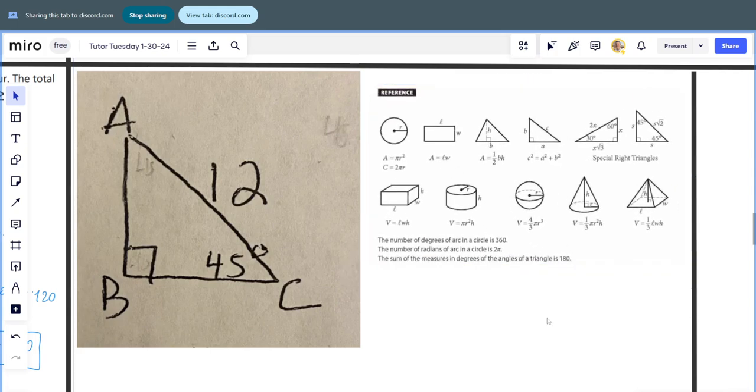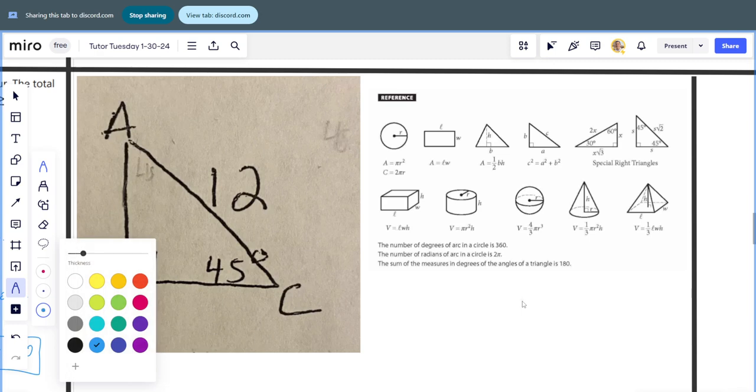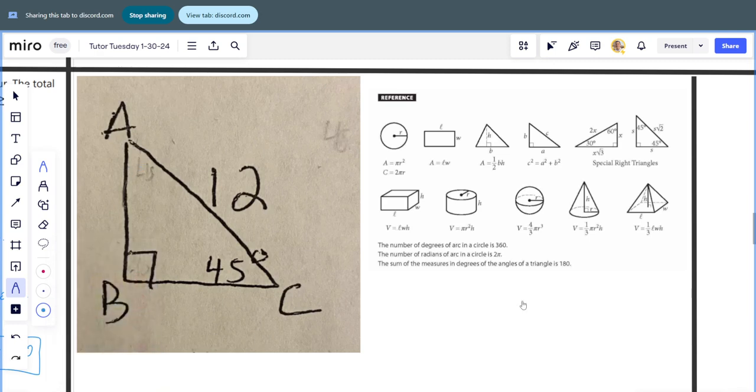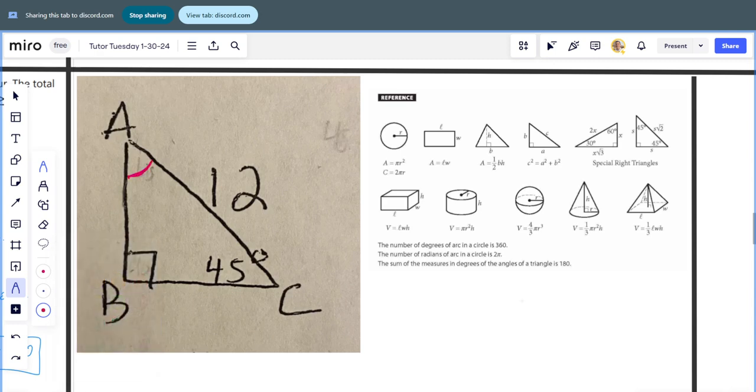Yes, it's a 45, 45, 90 triangle. So we know that the sum of the interior angles of a triangle is 180 degrees. So not only do we have 45 here, but we have a 45-degree angle up here. So this is also 45 degrees because this is 90, this is 45. To sum up to 180, we need this one to be 45 as well.